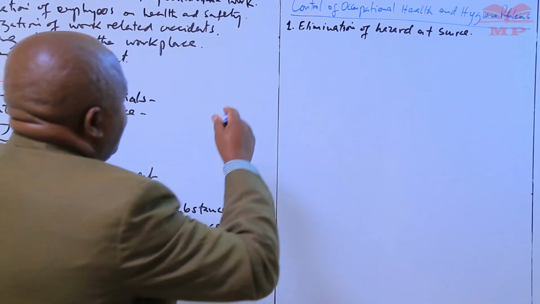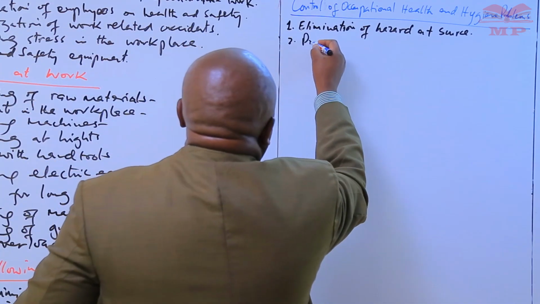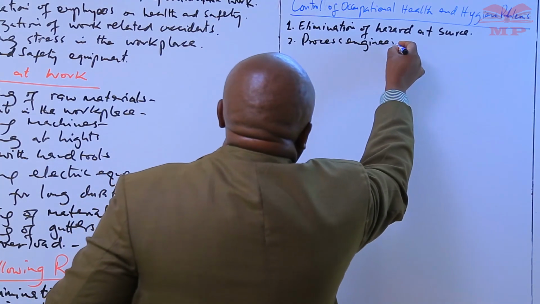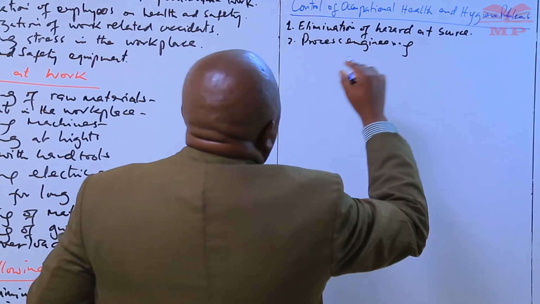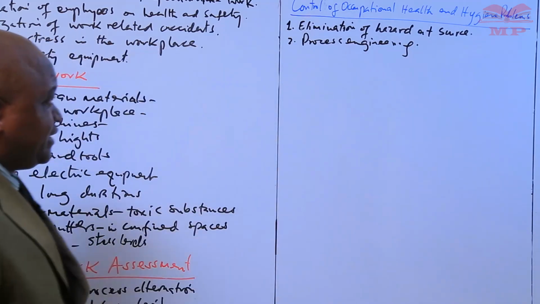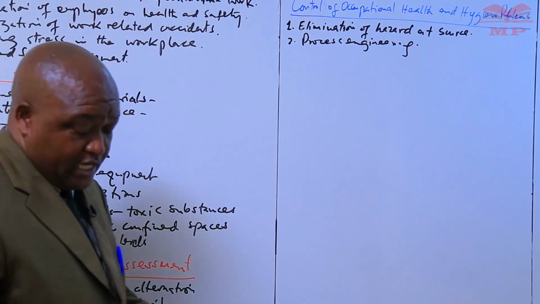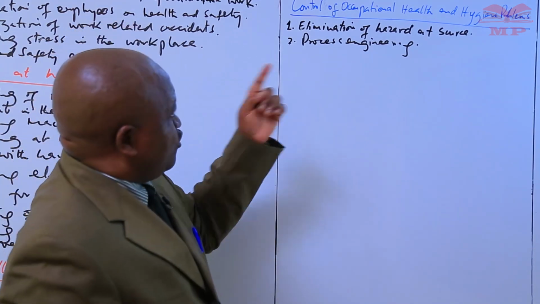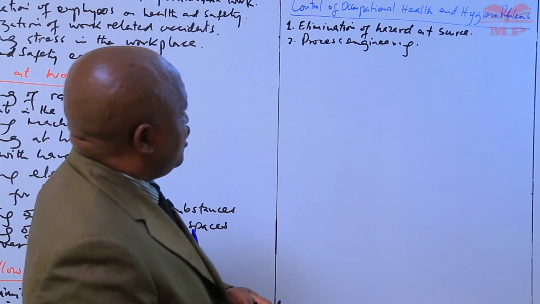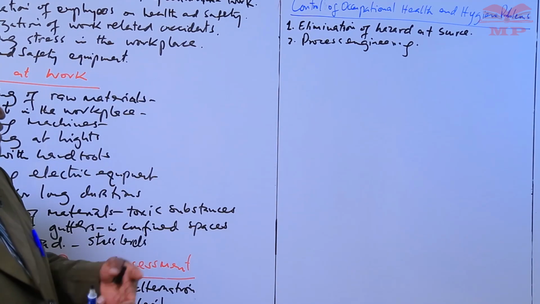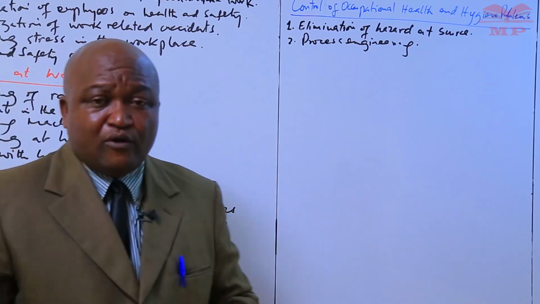Then two, you have what you call process engineering. So basically, the kind of processes that you are now supposed to use, you ensure that you build safety into that particular process. So through process engineering, you can be able to eliminate or control occupational health and safety and hygiene problems that may arise within the working context.